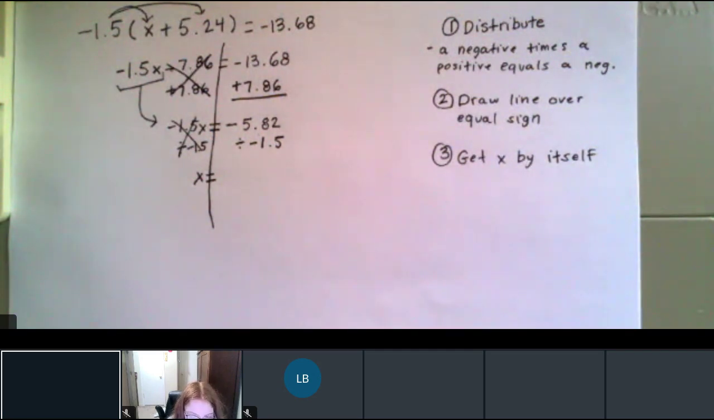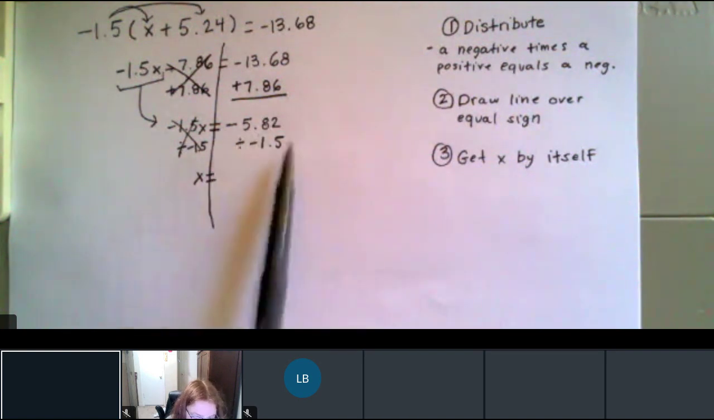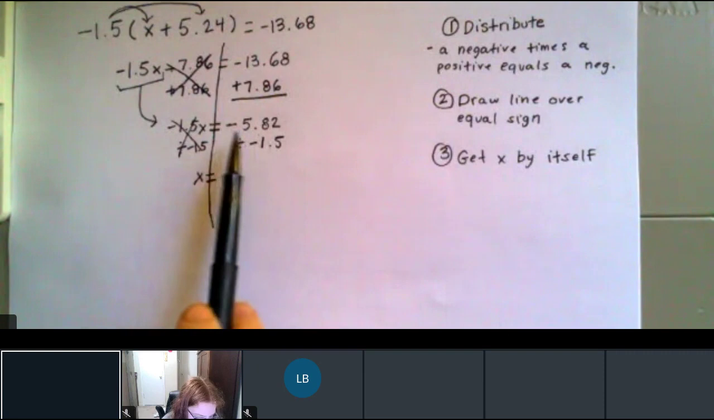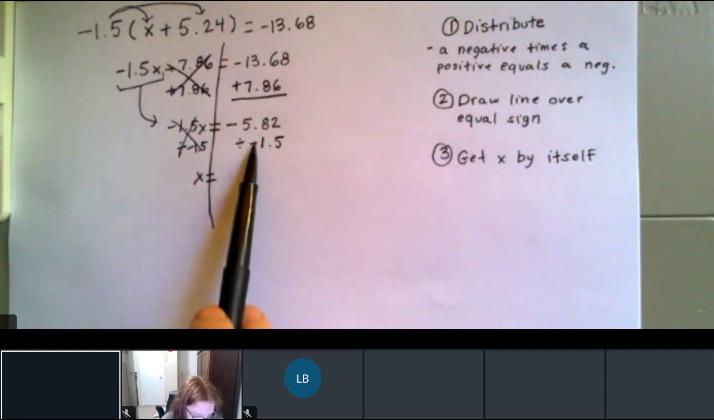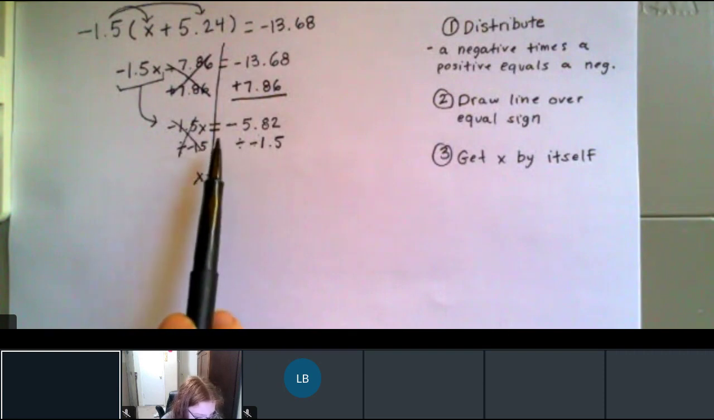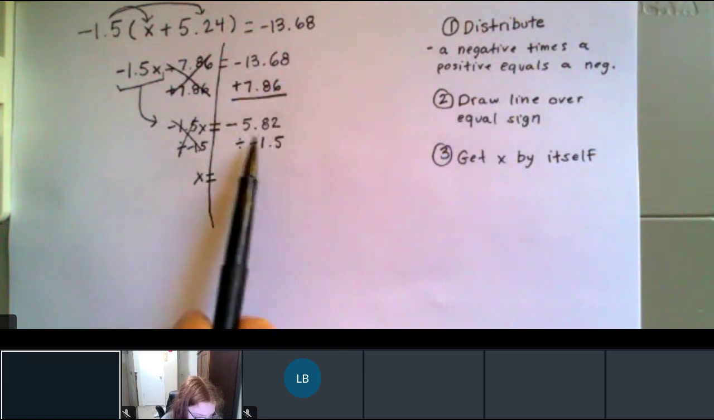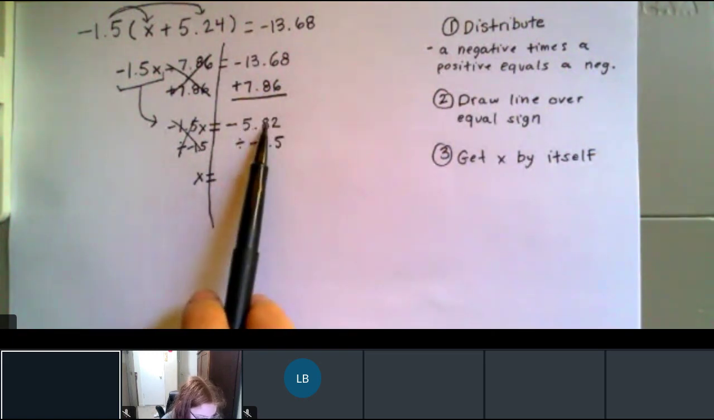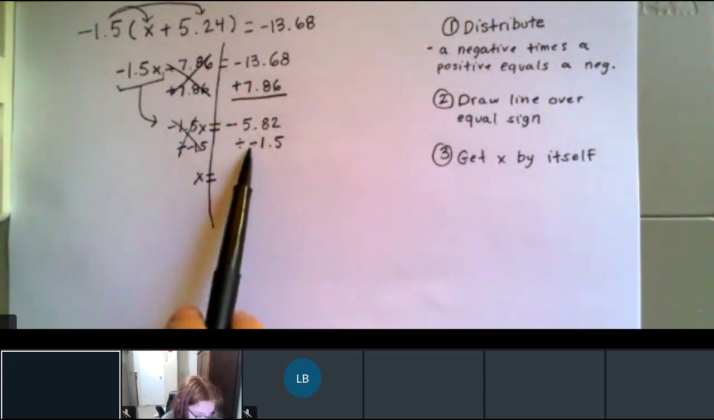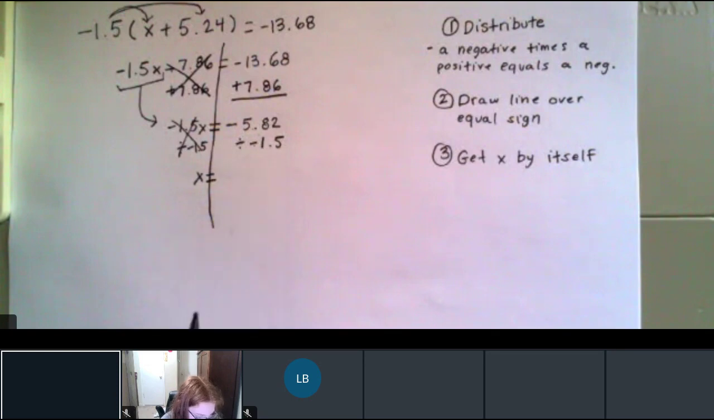Now, if you have a calculator, you could just type this into your calculator. Since you have a negative divided by a negative, you don't have to include the negative signs. So on your calculator, you're just going to type in 5.82 divided by 1.5 and tell me what you get for that.